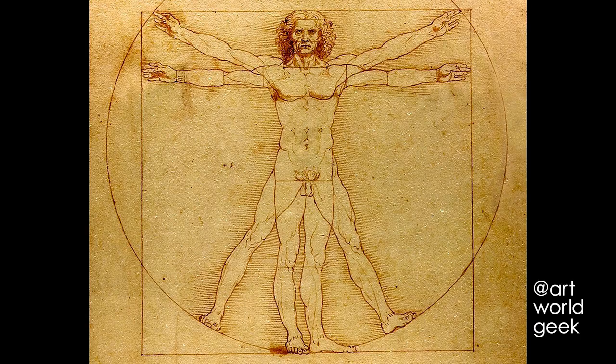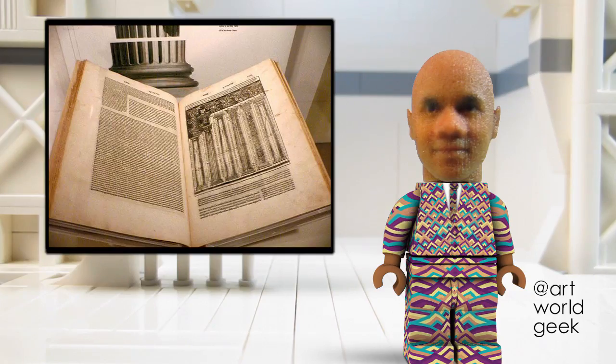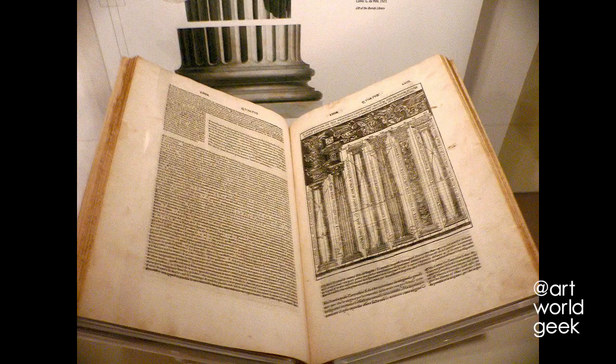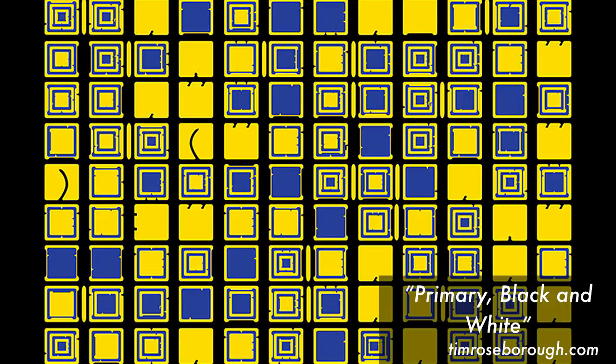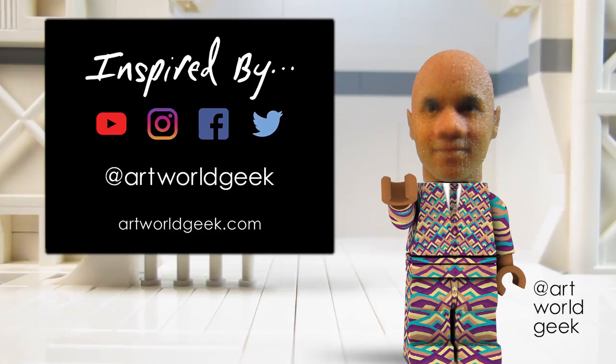The drawing is based on the correlations of human proportions with geometry described by the ancient Roman architect Vitruvius in Book 3 of his treatise, De Architectura. This work inspires me to think about the way that art can intersect with other disciplines such as science, mathematics, and anatomy.